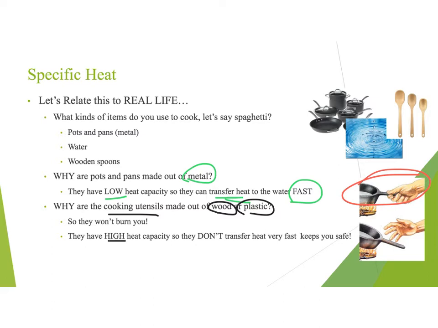They have high heat capacity, so they don't transfer heat very fast, and that's a good thing. We want that, because if it did transfer super fast and we touched those as well, we would get burned. So cooking utensils are made out of wood or plastic so they won't burn you. So we got a little bit of thermochemistry here in action.